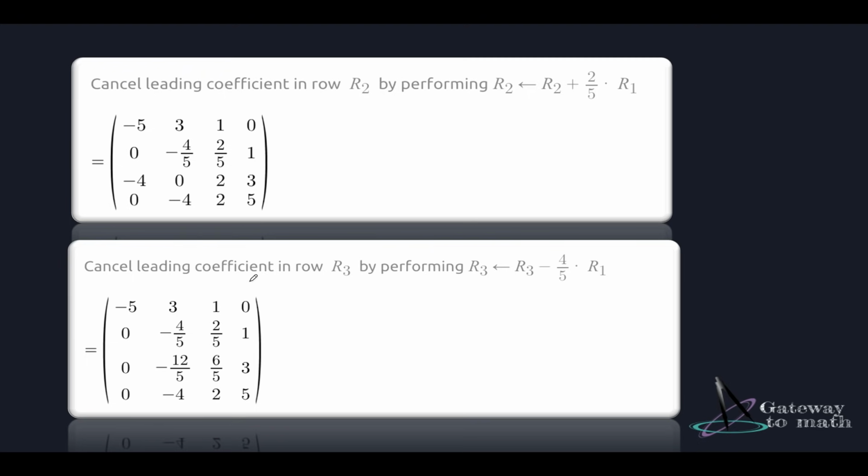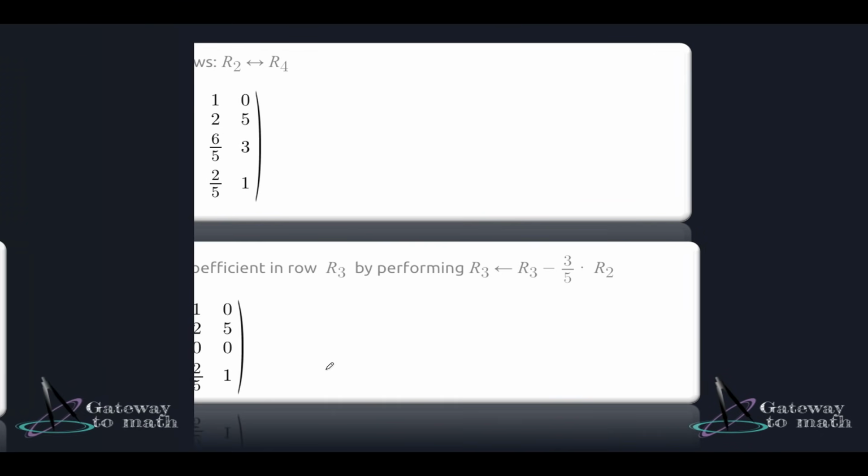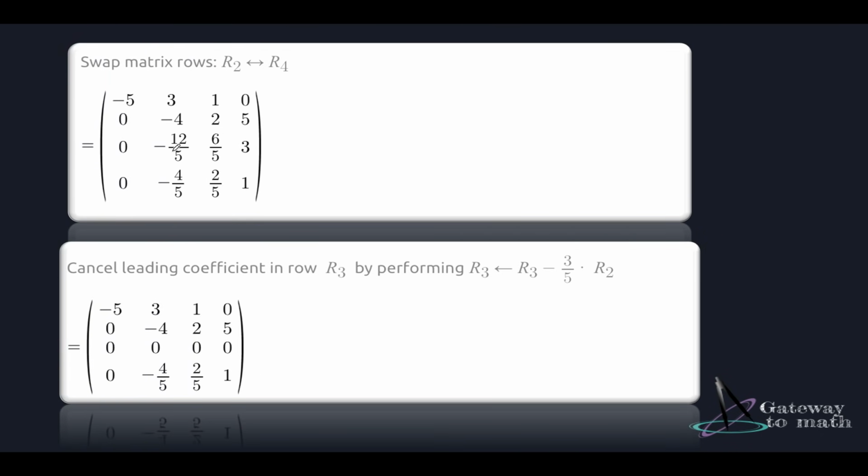Now cancel the leading coefficients in row R3 by performing this operation, that is R3 minus 4 by 5 times R1, and then plug in this value in the R3 row. So the entries in R3 become 0, minus 12 by 5, 6 by 5 and 3. Now let us swap the rows. So we swap row 2 with 4 and vice versa. Swap itself means vice versa. So we've just swapped them.